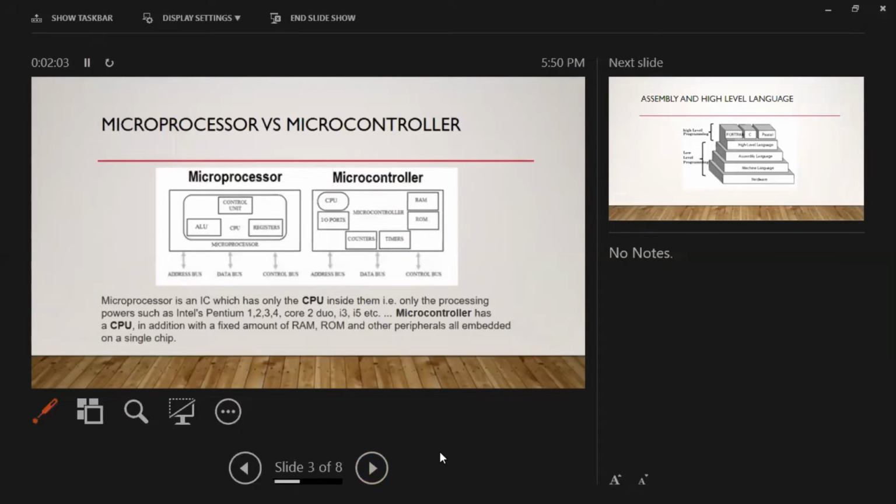Here we see the difference between a microprocessor and microcontroller. The microprocessor is nothing but the CPU. We see in our PC the various Pentium processors, they all are microprocessors. The microcontrollers, along with the CPU, also have I/O ports, RAM, ROM, timers, counters, and n number of peripherals, all embedded on a single chip. So, for a processor, if you need a memory, you need to interface it externally, but the microcontroller has internal ROM and RAM.